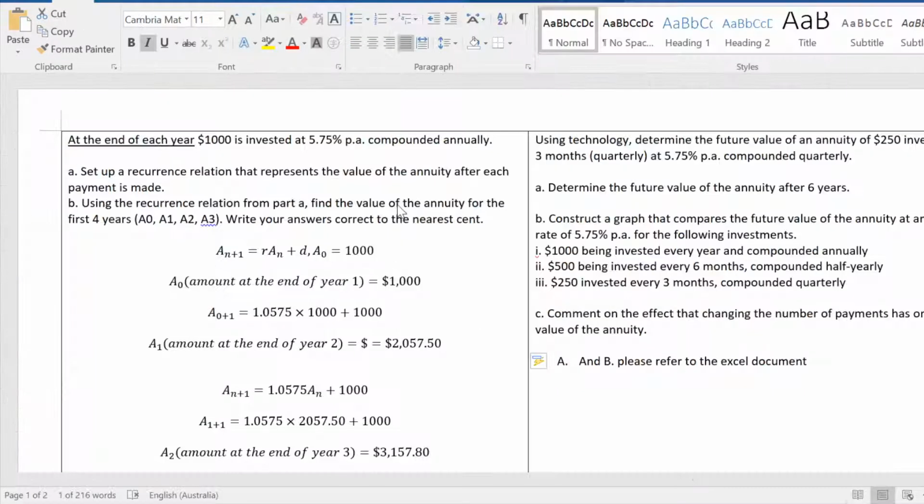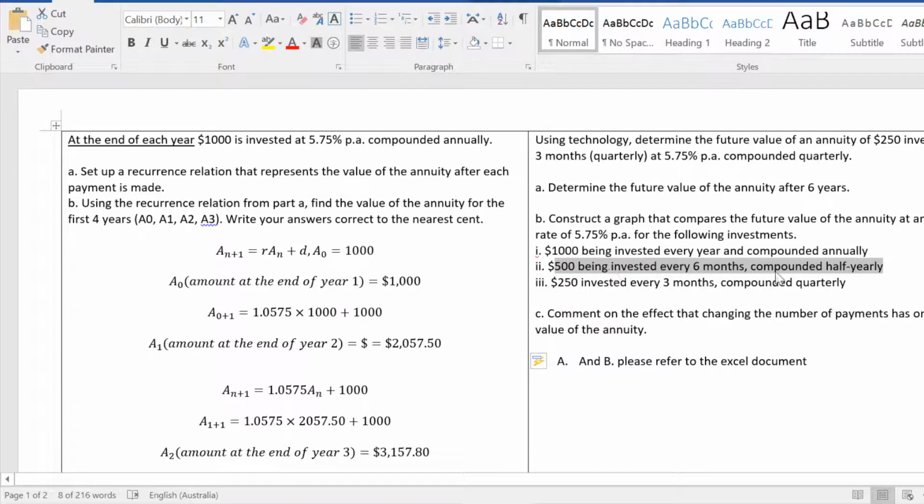Now we're on to the half-yearly section. So, $500 invested every 6 months, compounded half-yearly. Again, the depositing time and the compounding time, you'll find they always match. You shouldn't be getting any questions where they alter, but you never know. I'll make sure I go through that in another video if we do run into those.